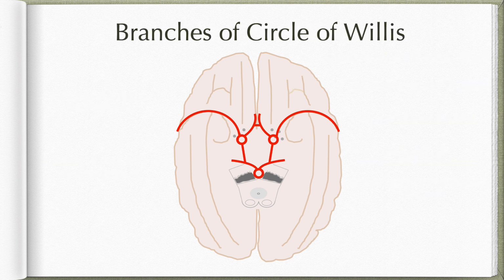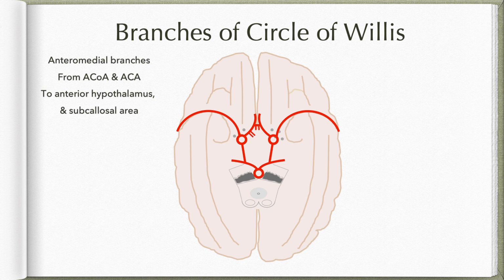Now, coming to the branches of circle of Willis, they are grouped depending upon their location as anteromedial branches, anterolateral branches, posteromedial branches and posterolateral branches. All these are perforating branches, so they perforate through the substance of the brain and supply the structures immediately deep within. So, let us start with the anteromedial group of branches. Now, these branches are given by the anterior communicating artery and the anterior cerebral artery. They will supply the anterior part of the hypothalamus as well as the subcallosal area which is located on the medial surface of the cerebrum.